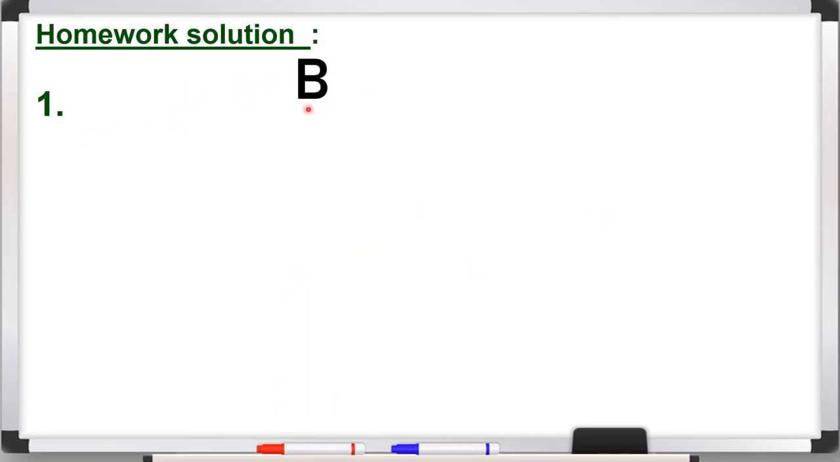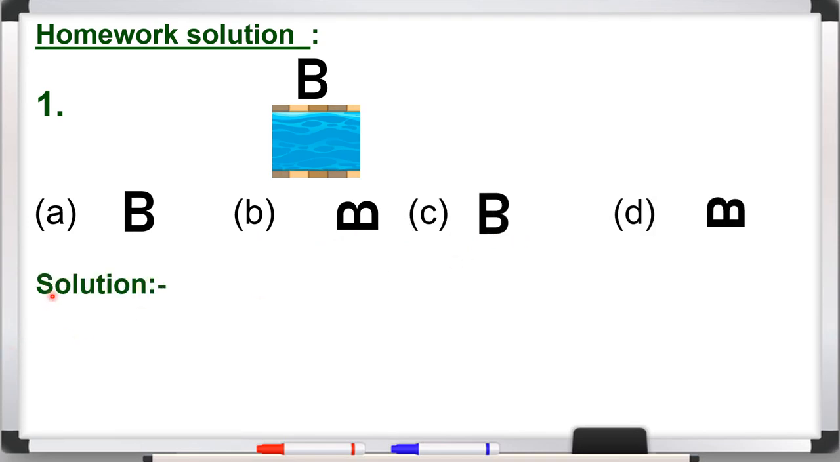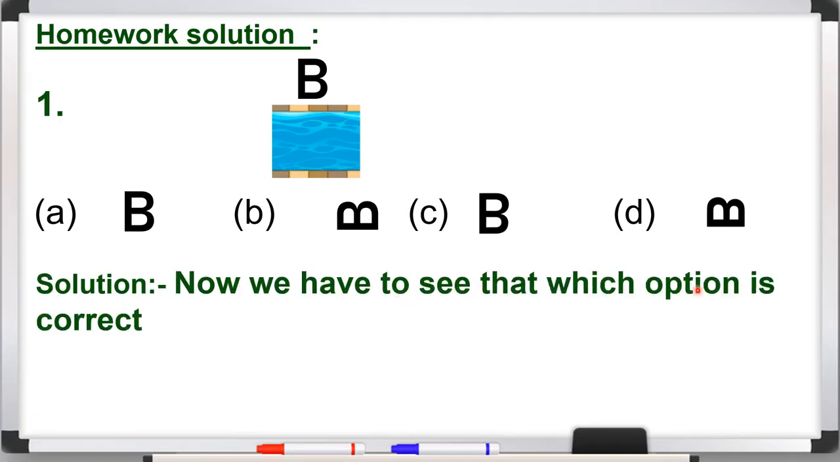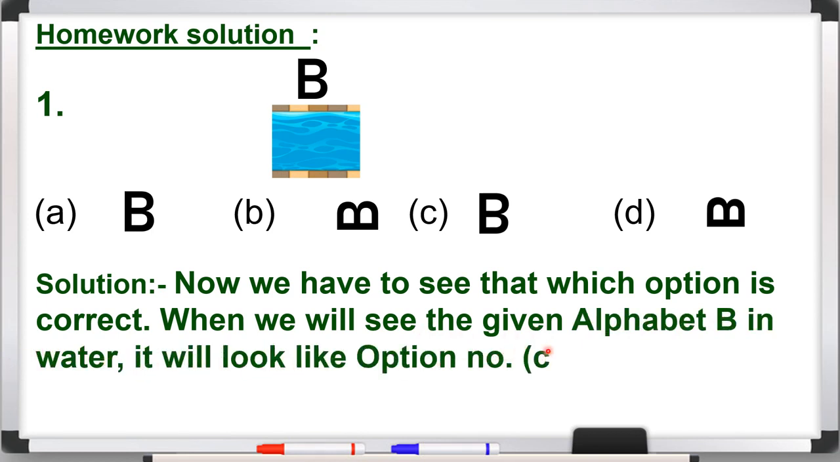Here letter B is given and this is the water. Now we have to see the water image of this. So our options are A this, B this type of B, C this type of B, and D this type of B. Okay, and our solution is, now we have to see which option is correct when we see the given alphabet B in water. It will look like option number C.